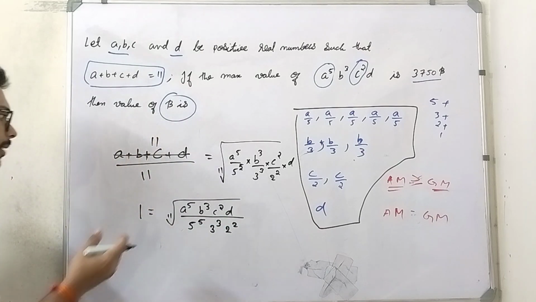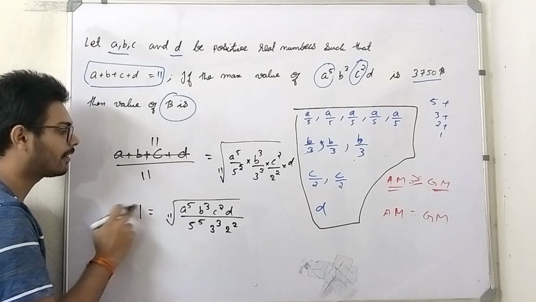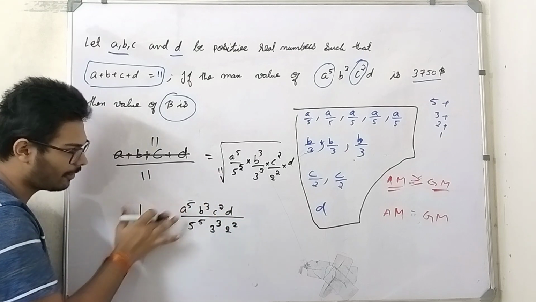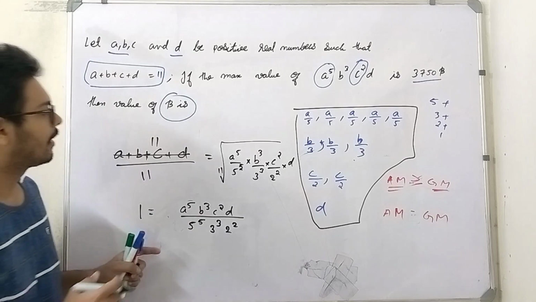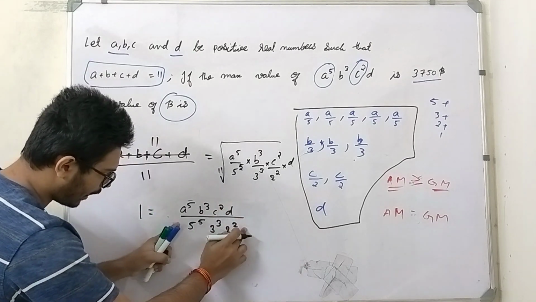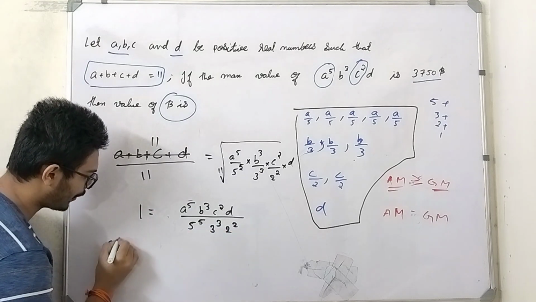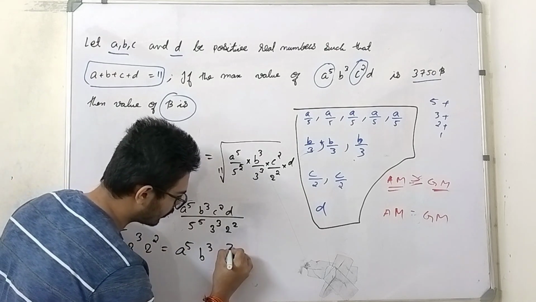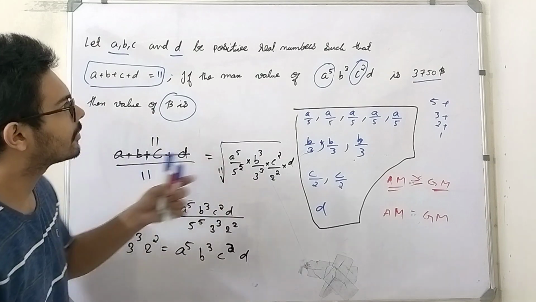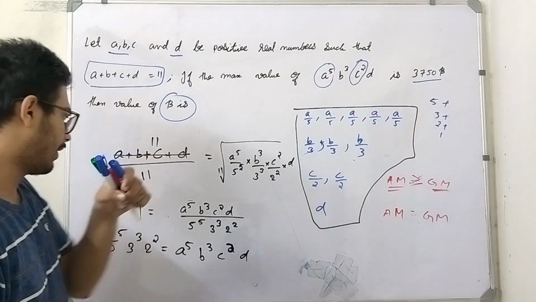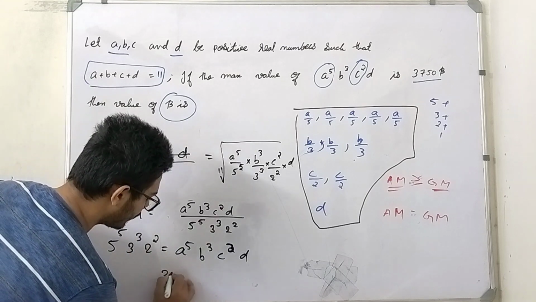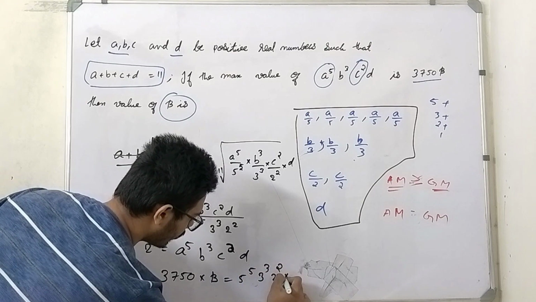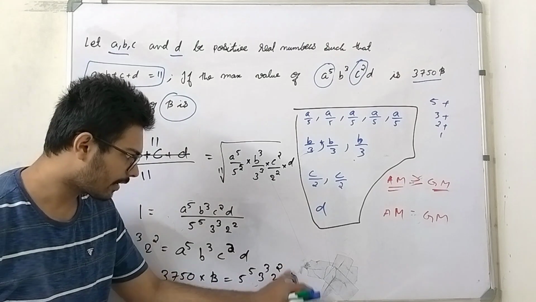Now I am taking the 11th power on both sides. 1 raised to 11 is 1, so the root will be eliminated. Now this is the maximum value. If I take the whole value to this side, it will be 5 raised to 5 into 3 cube into 2 square equal to a raised to 5 b cube c square into d, and this is the maximum value. In the question, it's given that it is 3750 beta. Now I am equating this value: 3750 into beta equals 5 raised to 5 into 3 cube into 2 square.